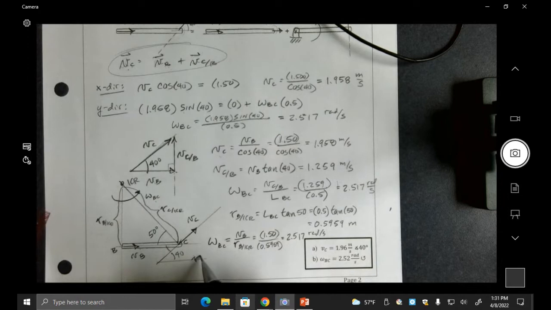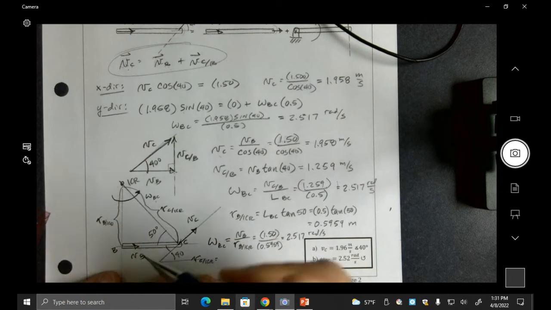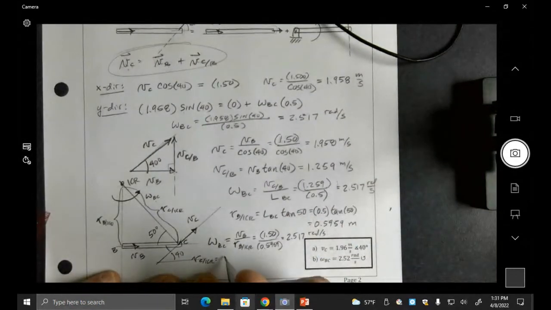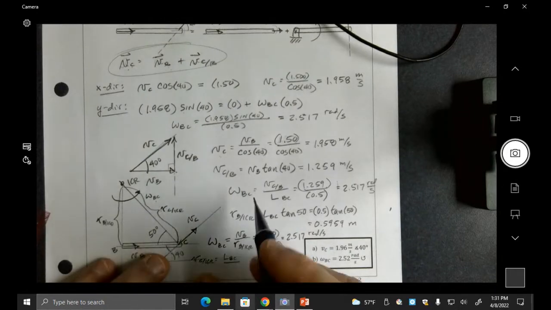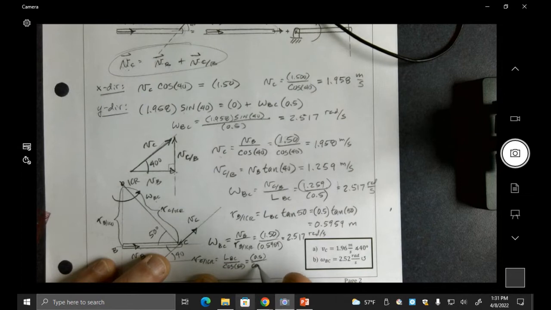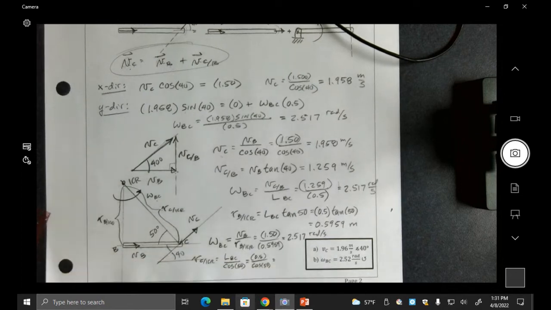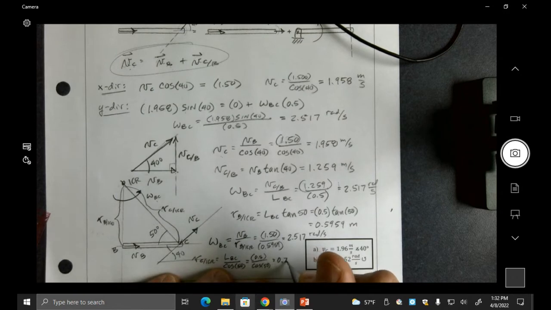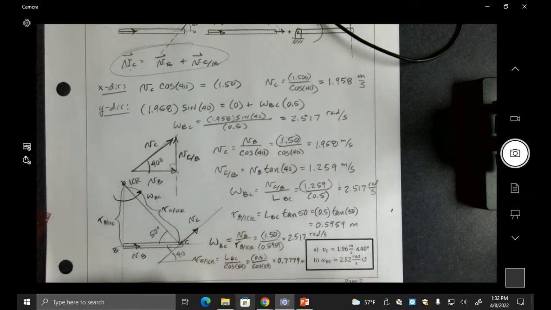And then we also need to get the RC with respect to the ICR. I always go back to the one that I know, but you could have done the other way right here. So now we want to take the length of BC, and I'm going to divide it by the cosine of 50, so I can get the hypotenuse. So 0.5 divided by cosine 50 is 0.7779.